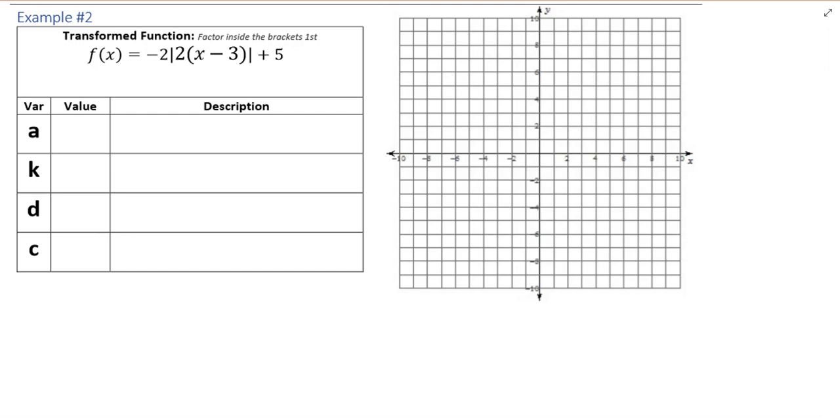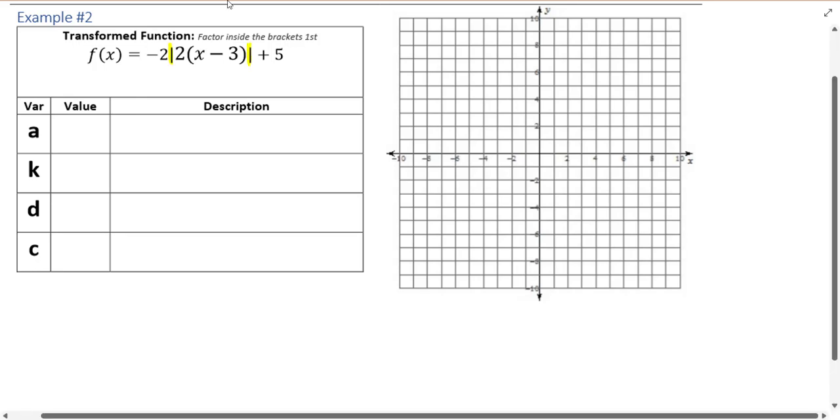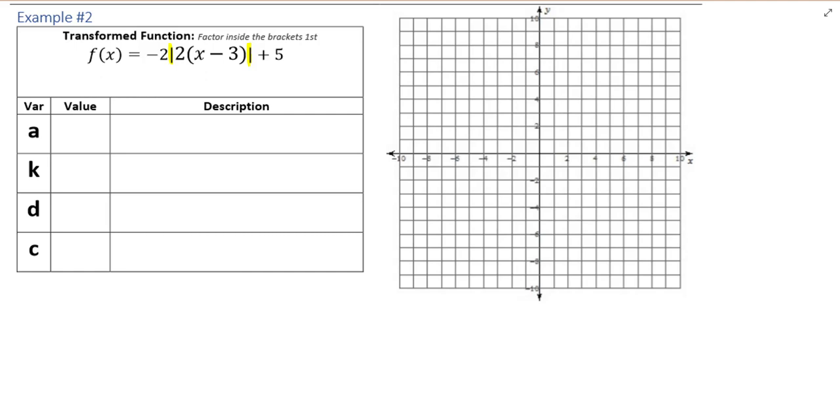In this video, we're going to talk about how to transform an absolute value function. Now, how do I know it's an absolute value function? Notice that we have these vertical lines here. That tells us that's the absolute value. So let's start by drawing the parent function.